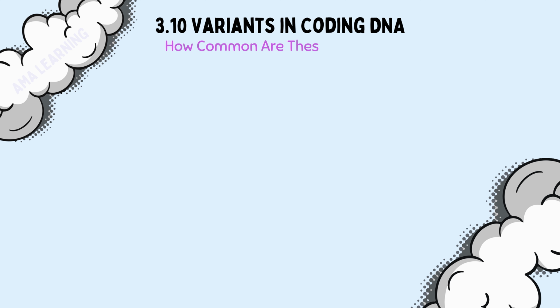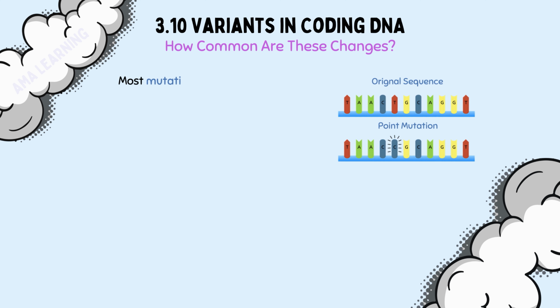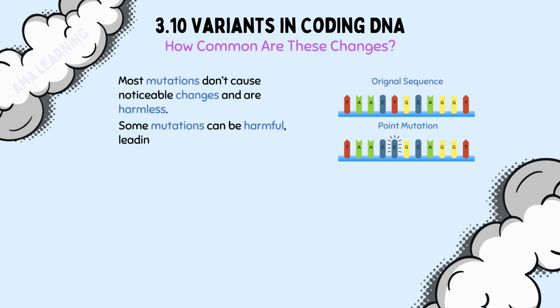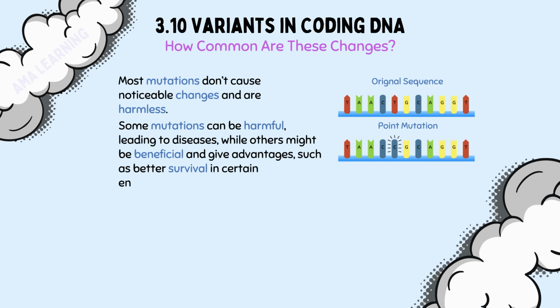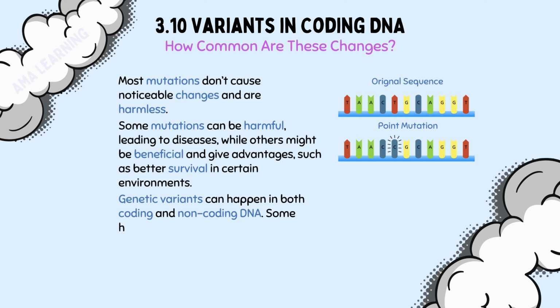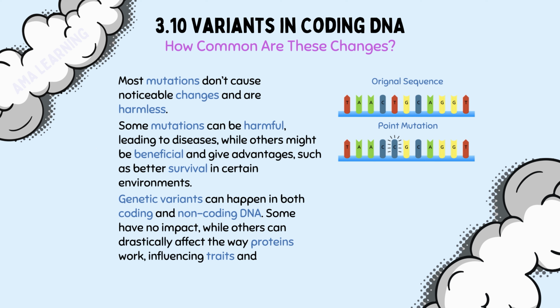How common are these changes? Most mutations don't cause noticeable changes and are harmless. Some mutations can be harmful, leading to diseases, while others might be beneficial and give advantages, such as better survival in certain environments. Genetic variants can happen in both coding and non-coding DNA. Some have no impact, while others can drastically affect the way proteins work, influencing traits and health.